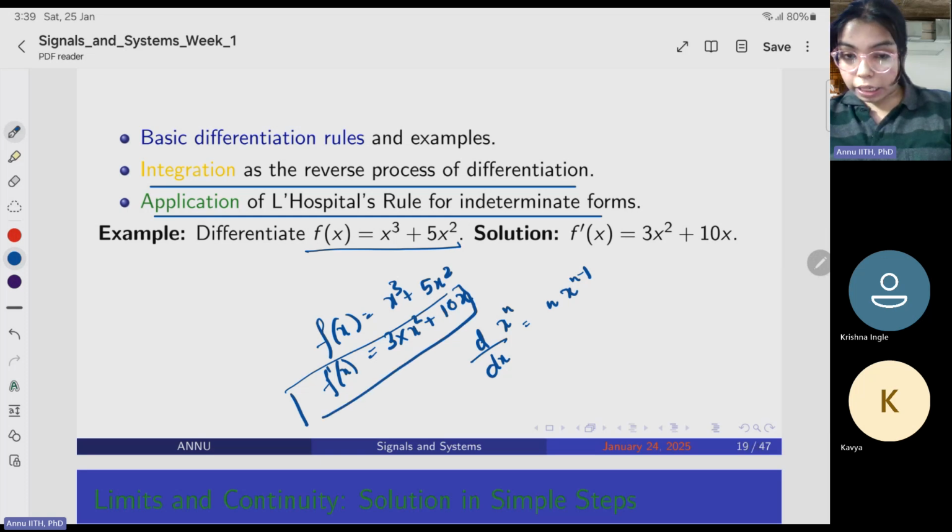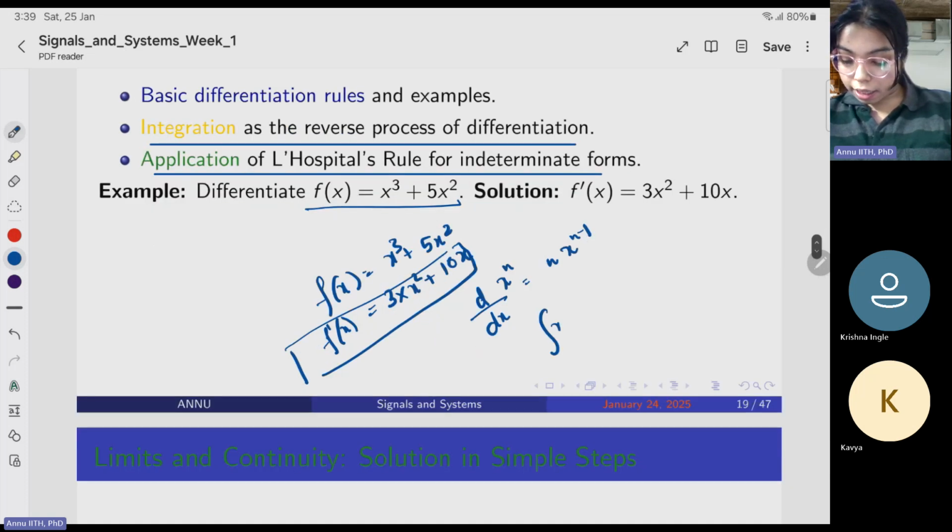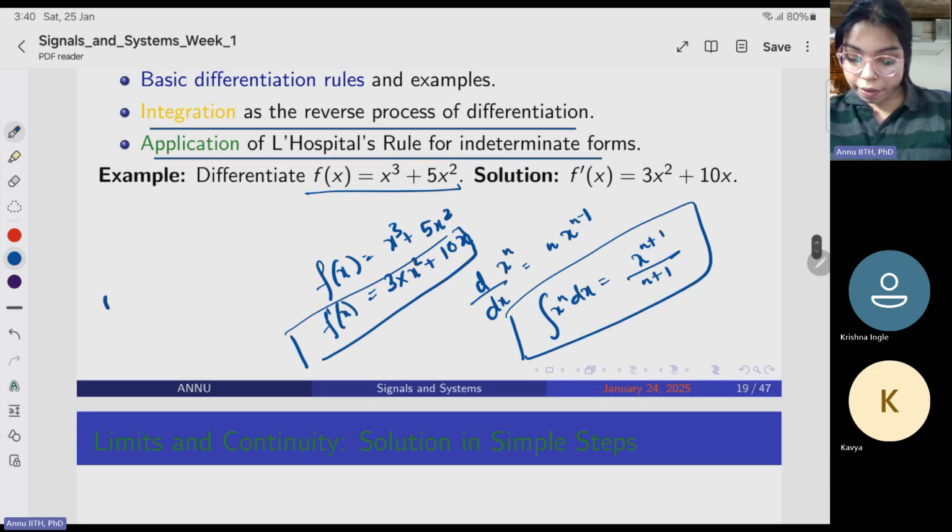And if I talk about integration, so what is that? Integral of x^n dx is x^(n+1) divided by n plus 1. So if you want to do the integration of f(x) dx, what is that? x^4 by 4 plus 5x cubed by 3.